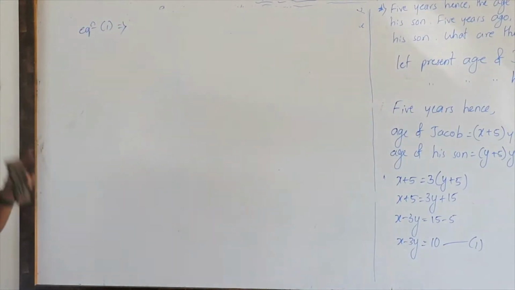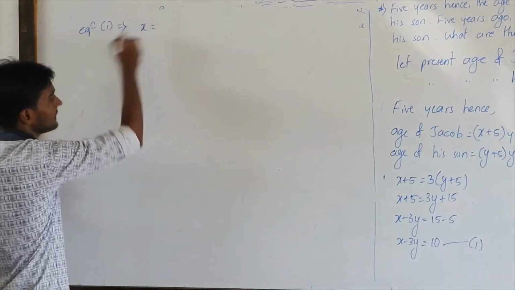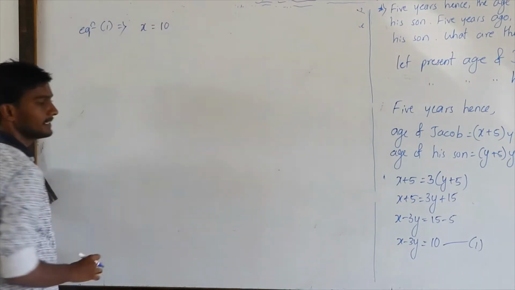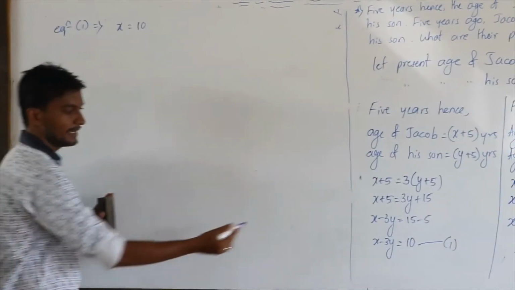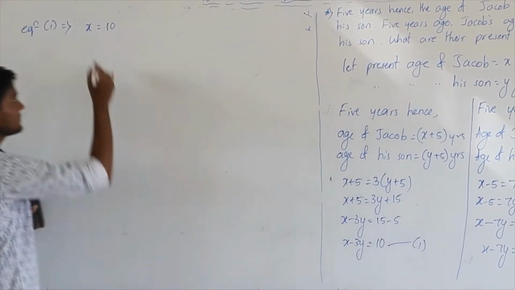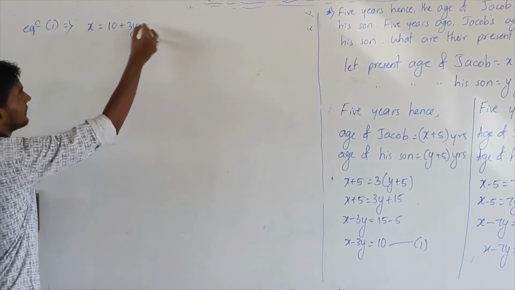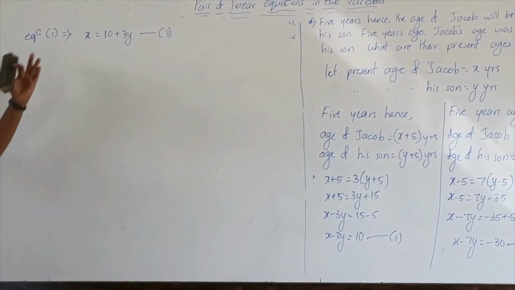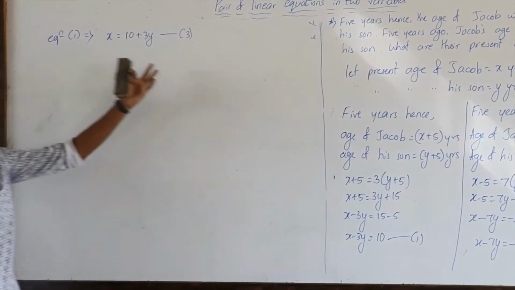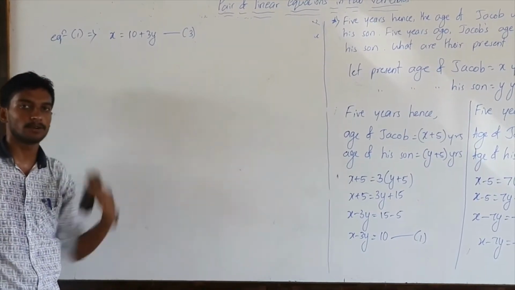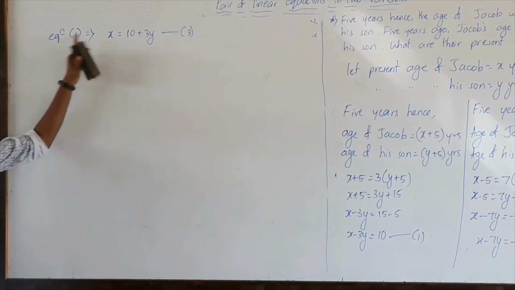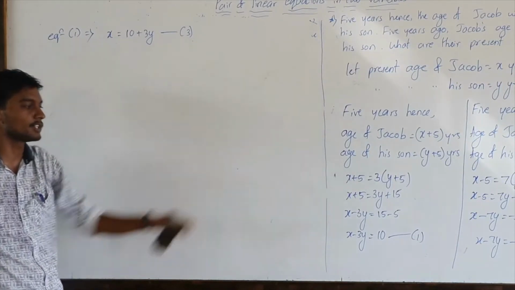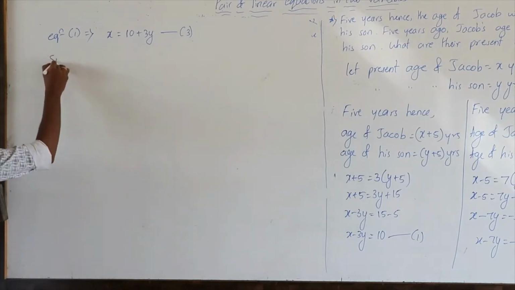So if you consider equation 1, what is equation 1? X is equal to minus 3y if you take that side. Already we have 10 on the right side. So x is equal to 10 plus 3y if you take minus 3y to that side. That is equation number 3. Now we have to substitute this equation 3 in equation number 2, because by taking equation 1 we have formed equation 3.